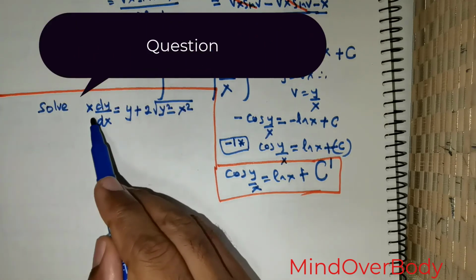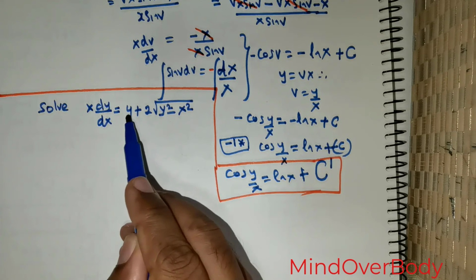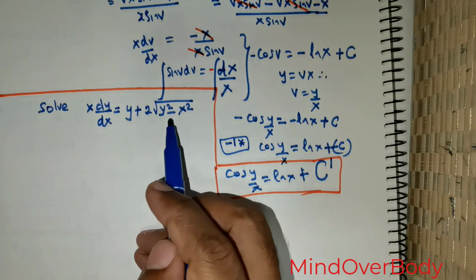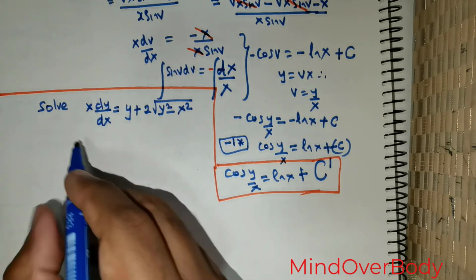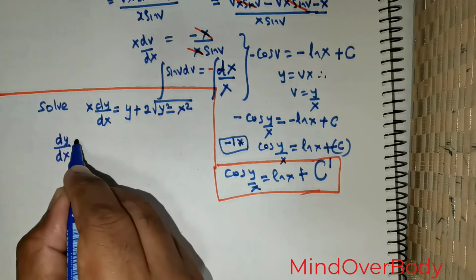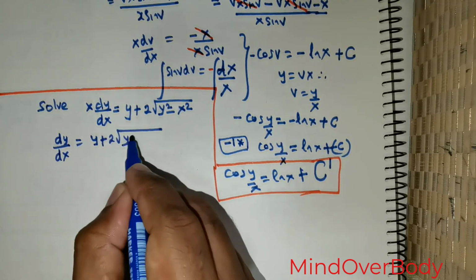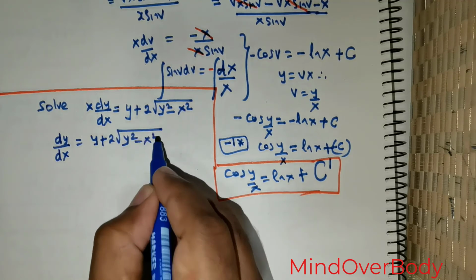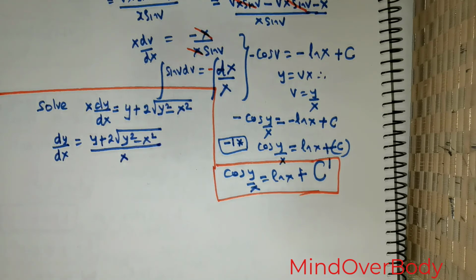Students, we're given this question. We are expected to solve x times dy over dx is equal to y positive 2 times the root of y squared negative x squared. Now what I wish to do is I would like to move this x down. So I would have dy over dx is equal to y positive 2 times root of y squared negative x squared divided by x. So this is what I've got.